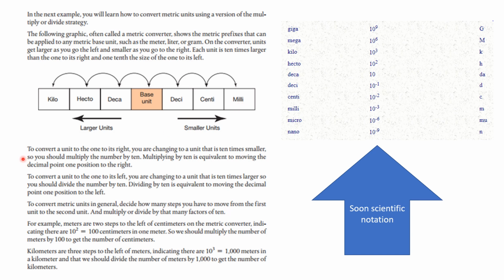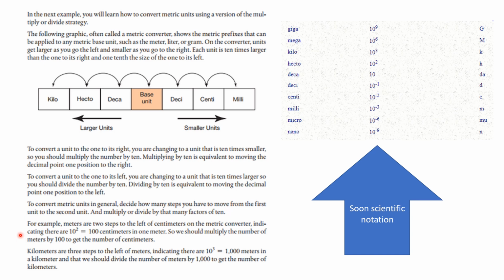So to convert a unit to the one to its right, you're changing to a unit that is 10 times smaller, so you should multiply by 10. If you go this way, you're going to be dividing by 10, this way you're going to be multiplying by 10. So to convert metric units, decide how many steps you have to move from the first to the second, then multiply or divide by that factor of 10.